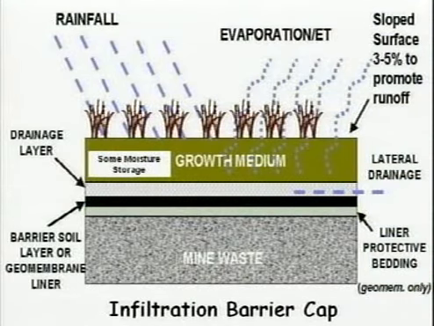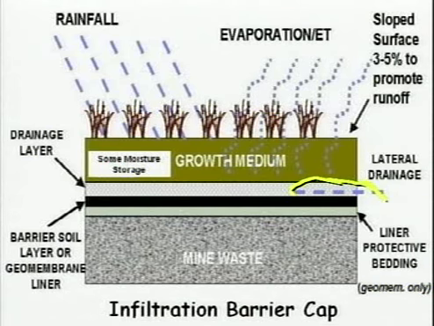Now it too relies on a sloping surface to promote runoff and a soil layer to promote evapotranspiration. But the main component of the cap that protects the mine waste is the barrier soil or the geomembrane. Now if a barrier soil is used, it will probably have a high percentage of clay in order to develop low permeability. Again, this component will not work in a dry climate because the clay will tend to dry out, crack, and the sealing ability of the layer will be lost. The lateral drainage layer is another key feature of the infiltration barrier cap. Right in here.